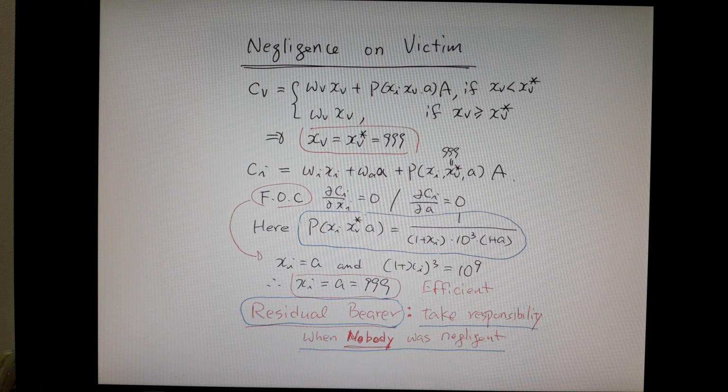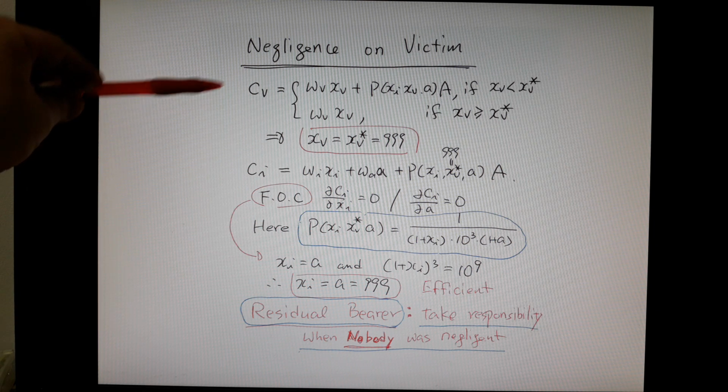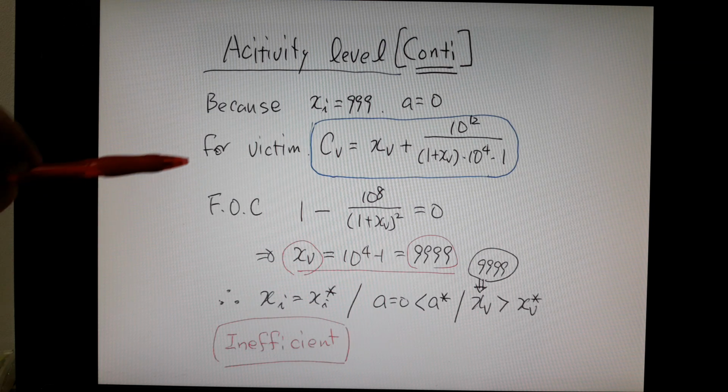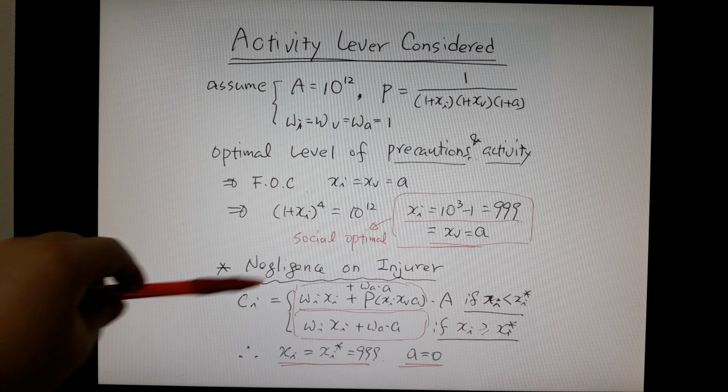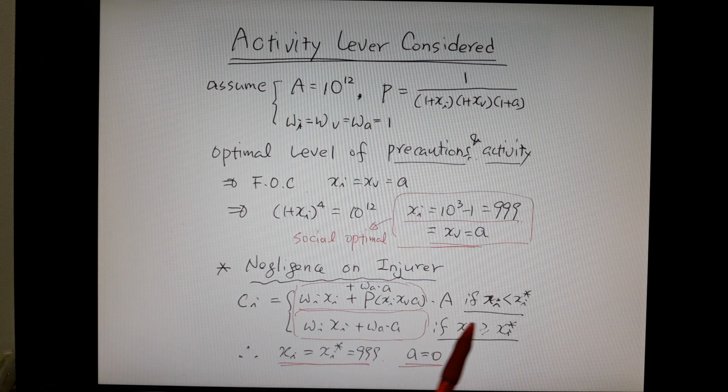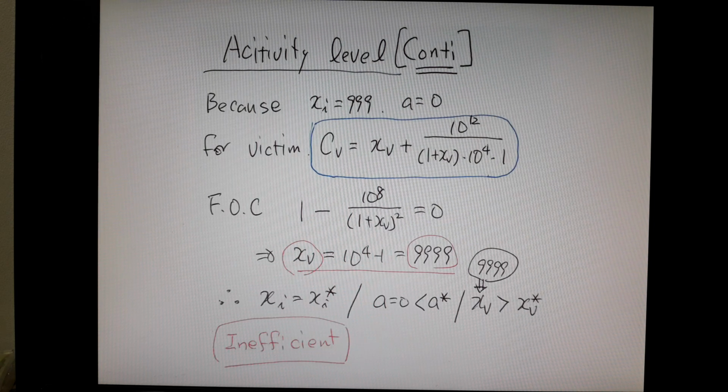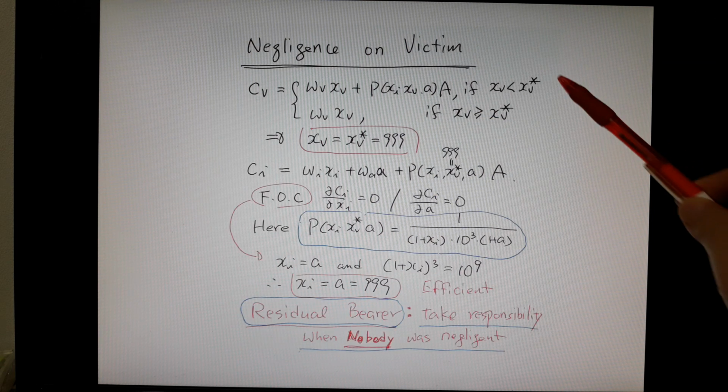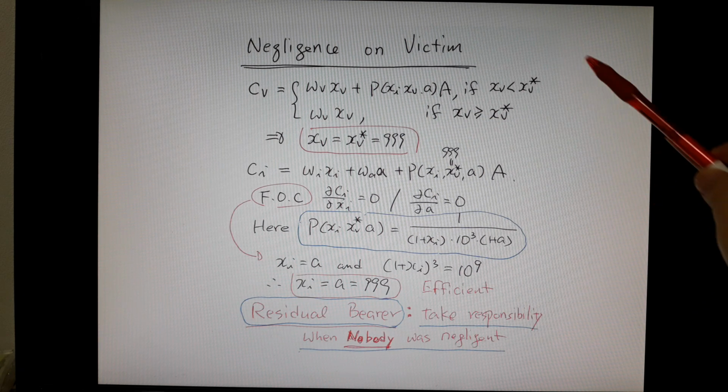Okay. How can we solve this? Now, the negligence rule does not guarantee efficiency if there's an activity level. But there's another negligence rule we can apply. With negligence on the injurer, the injurer's precaution level should be Xi star, the standard criterion, and it doesn't work. So let's make the victim's optimal precaution level the criterion.